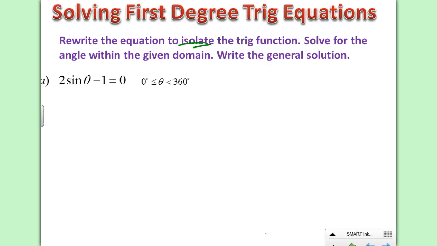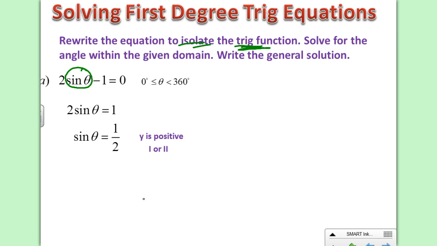But it means when you isolate the trig function, you've got to get sine theta by itself. So if you're going to get sine theta by itself in all of these questions, or cosine or tangent, then we do that first. Now we've done that, we remember our Math 20. We know that it's positive, and I would much rather draw a diagram.